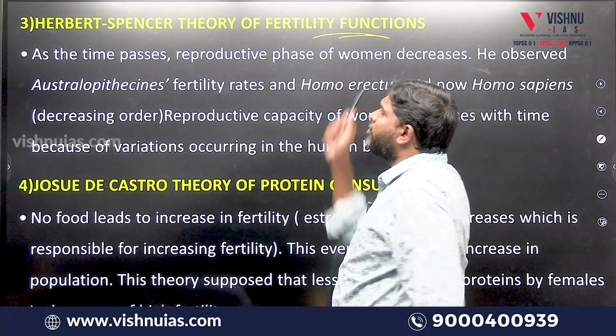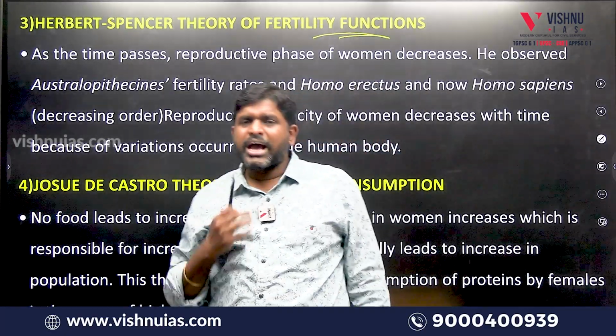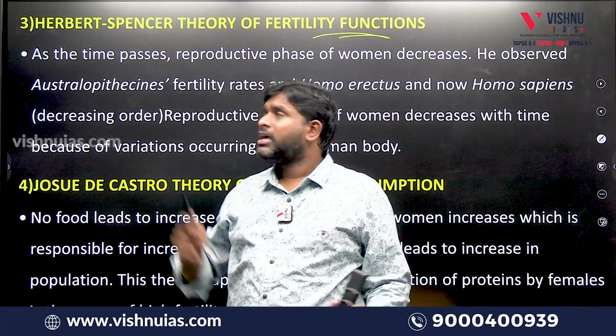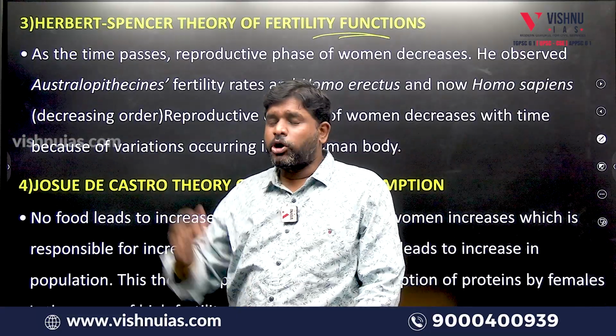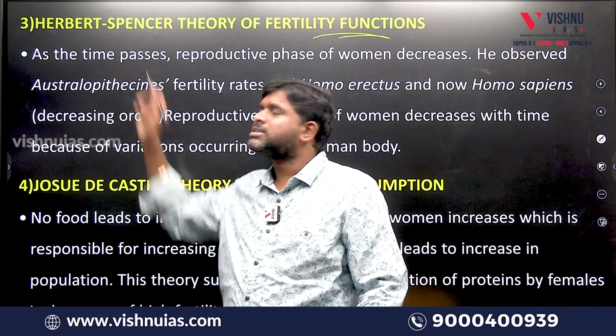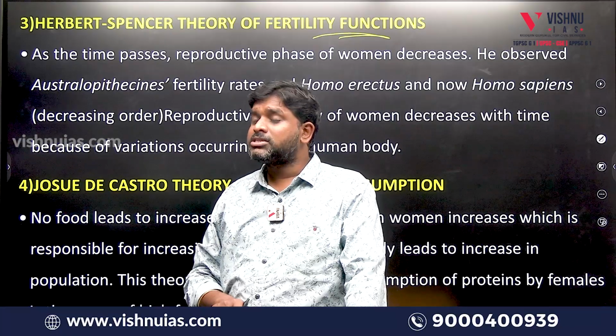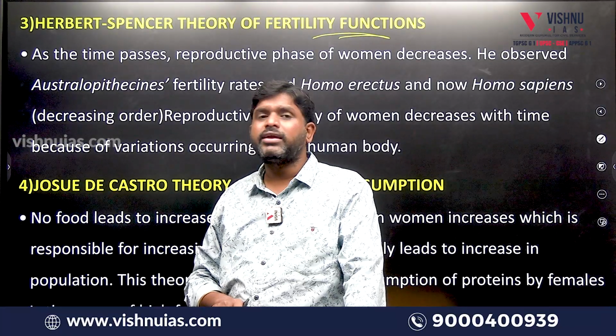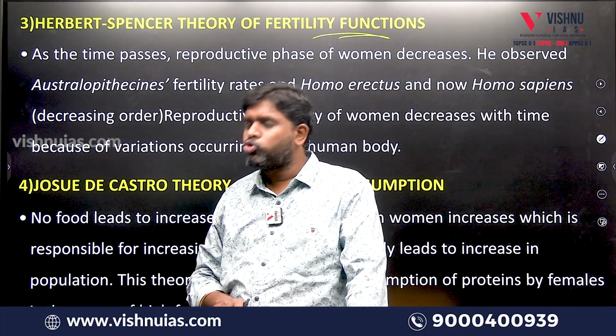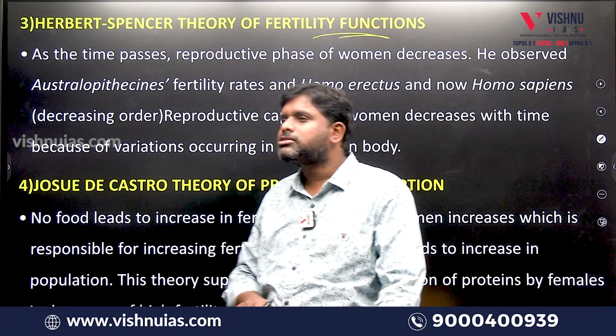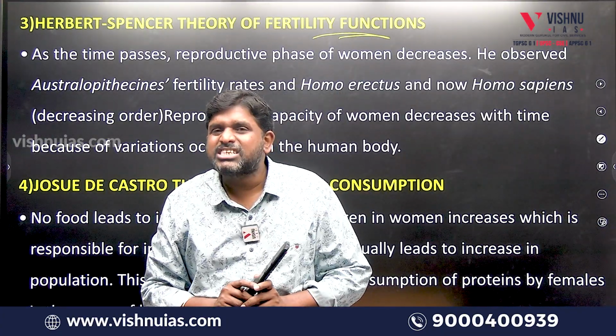Herbert Spencer's theory of fertility function. Herbert Spencer is actually an evolutionist. The next module is about the evolution of man, and at that time this person will come, Herbert Spencer. He studied the evolution of man and concluded that as time passes, the fertility pattern started reducing.